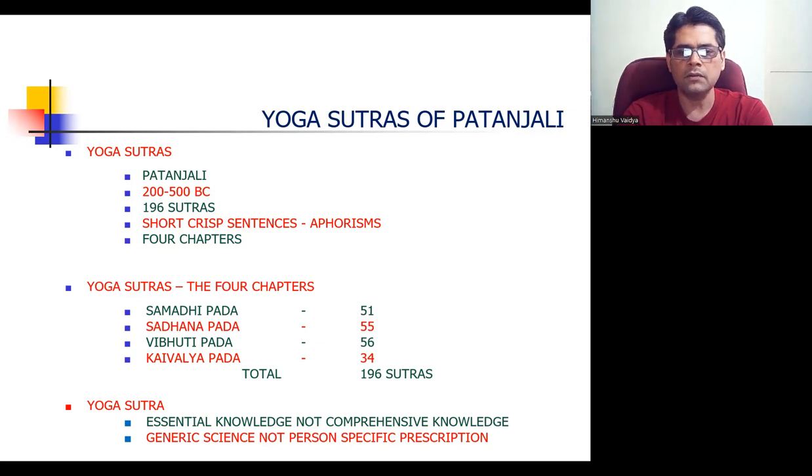Yoga Sutra, therefore, as a book, deals with essential knowledge and not comprehensive knowledge. Very important. If we don't understand this, we can't really appreciate the book. And we can't appreciate much of ancient Indian literature, which goes into essential knowledge, not into comprehensive knowledge. That does not mean there's nothing in Indian tradition that goes into comprehensive knowledge. Of course, there is an Indian tradition which goes into comprehensive knowledge.